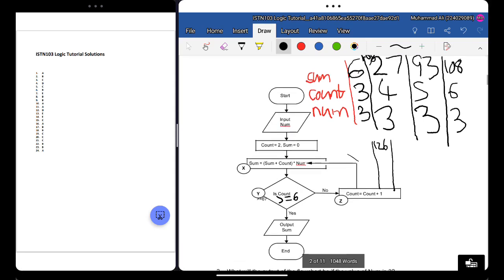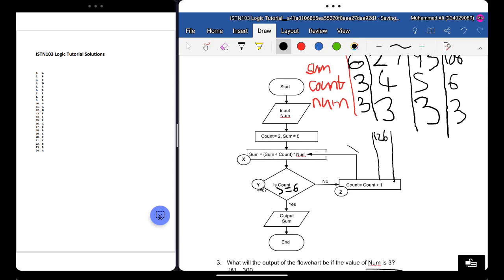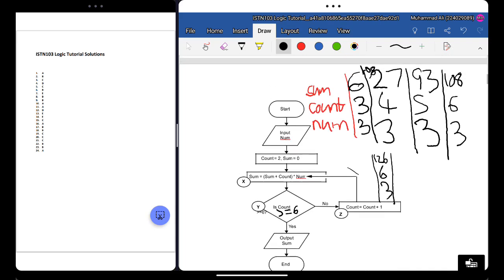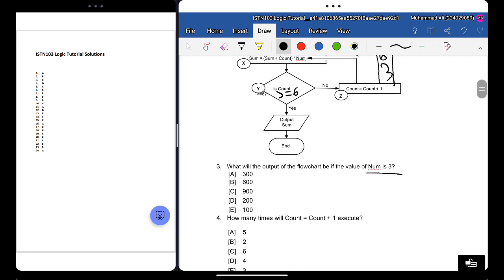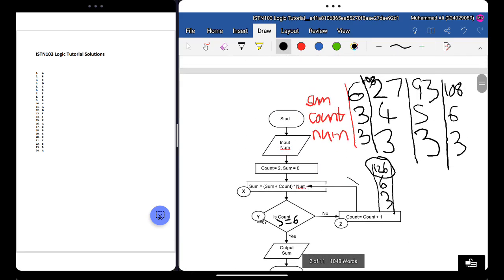Is count equal to 6? Yes, count is actually equal to 6. So yes, output sum. So my num is staying the same. Output sum, the sum is going to be 126. So we got a problem. It's not in there.